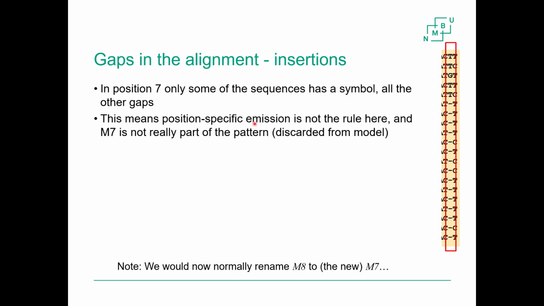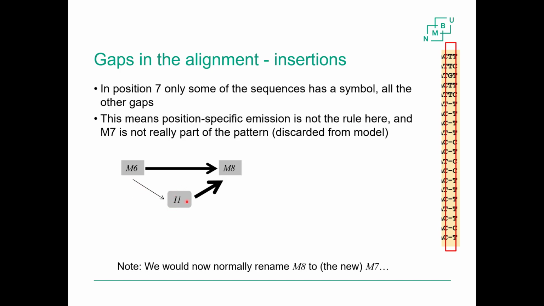And this means that position-specific emission is not the rule, but rather the exception. And this M7 is not really part of the pattern at all. So we throw it out. We discard it from the model. And then we say that, okay, from M6, instead of going to M7 and then to M8, which is how it looked like in the previous slide, we now sort of replace this by saying that, okay, we go directly from M6 to M8, but sometimes for these first here, right, they have something here in that position.